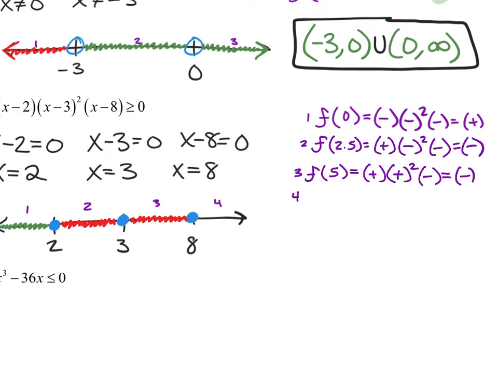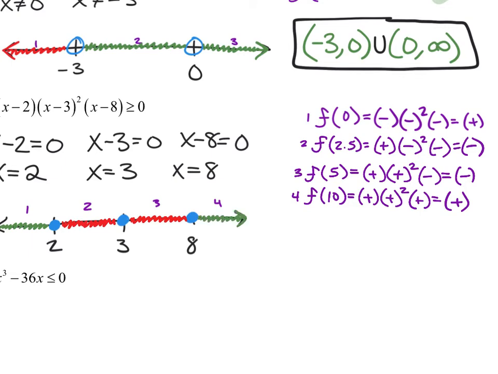What's a number in the fourth subinterval I can use? 10 is what I would use. 10 minus 2 is a positive number. 10 minus 3 is a positive number that we will square. And 10 minus 8 is a positive number. So positive times positive squared times positive, positive.